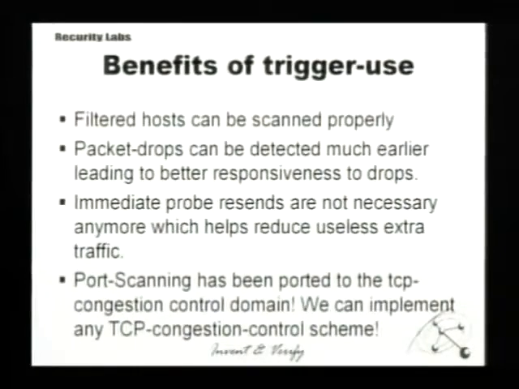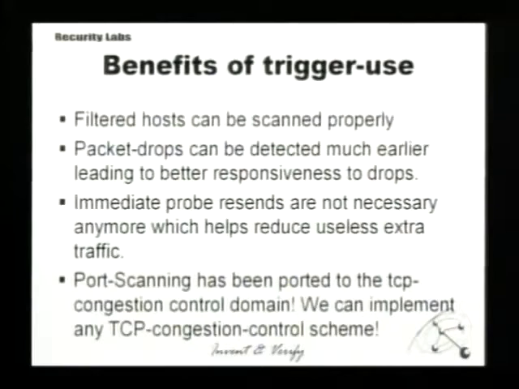So what are the benefits? Obviously, we can now scan filtered hosts, which we were not able to do before, really, because 13 minutes is just too much. Secondly, we can detect packet drops early, as just mentioned. And we don't have to immediately resend the probe which has just dropped or may have just dropped. Most of all, we've ported TCP into the congestion control domain, which means that we can implement other TCP congestion control algorithms, not just the one from 1980, but also new ones. And if you take a look at that development, you'll see that there are many different algorithms for different environments. You'll see algorithms for satellite systems and for wireless networks and all sorts of different environments. And we can make use of all of these algorithms. And that's something really new.